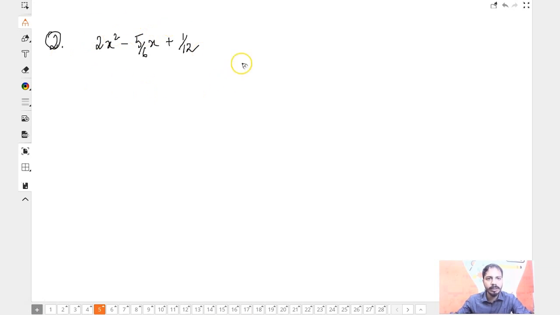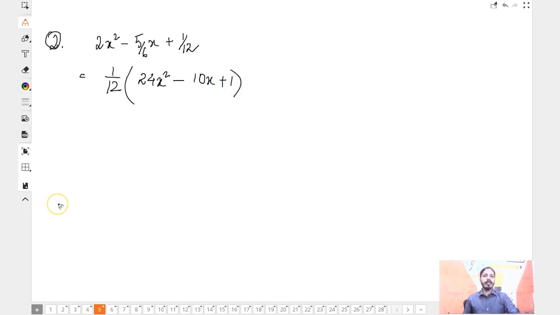Now you see, in these types of questions, you have something in the denominator. So let's simplify this before we solve it. If I take 1 by 12 common, what will happen? I can say this is 24x square minus 5, and if I put 12 here, that means I have to multiply by 2. So this becomes 10x plus 1.